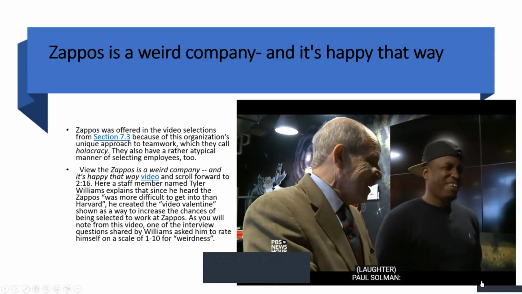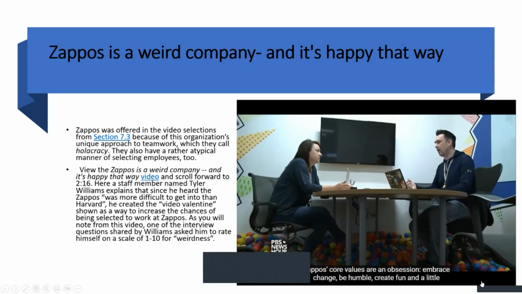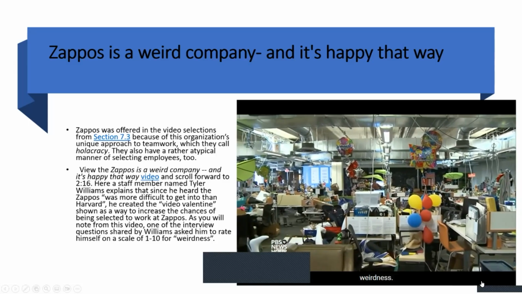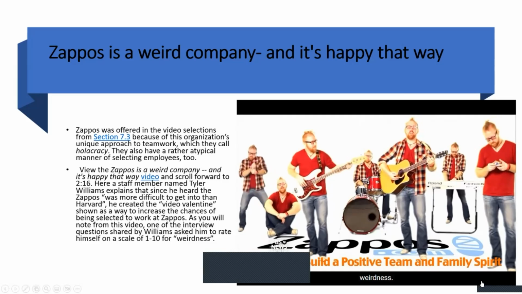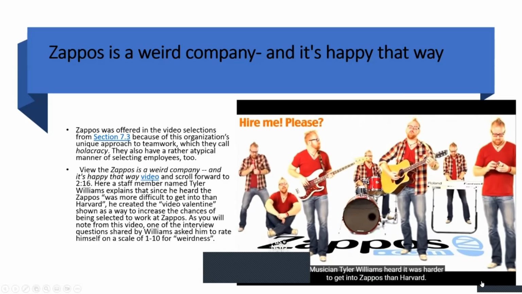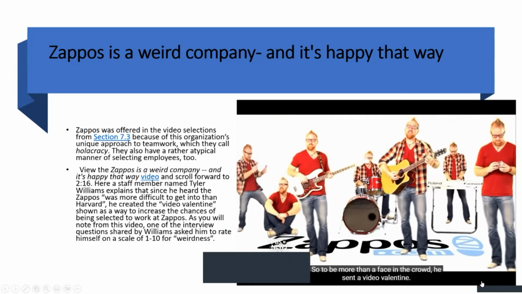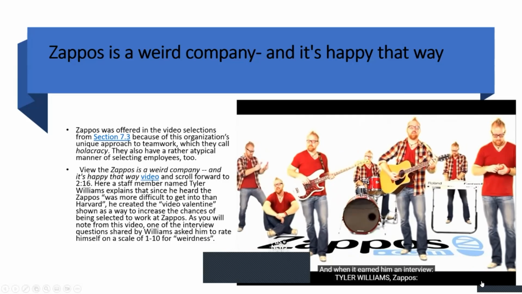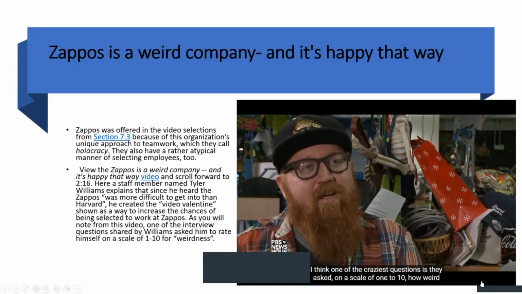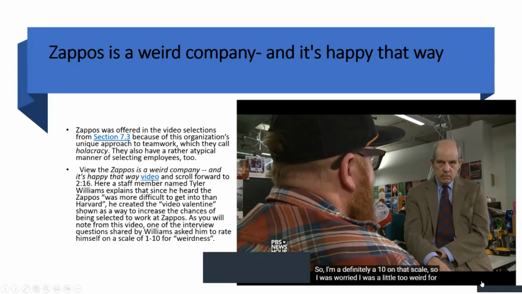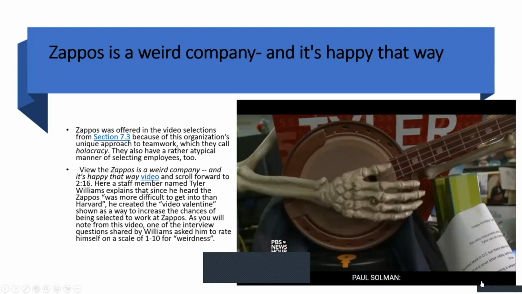Zappos' core values are an obsession. Embrace change, be humble, create fun and a little weirdness. It's a family that loves to play. Musician Tyler Williams heard it was harder to get into Zappos than Harvard. So to be more than a face in the crowd, he sent a video Valentine. And when it earned him an interview, I think one of the craziest questions is they ask on a scale of 1 to 10, how weird are you? So I'm definitely a 10 on that scale, so I was worried I was a little too weird for Zappos.